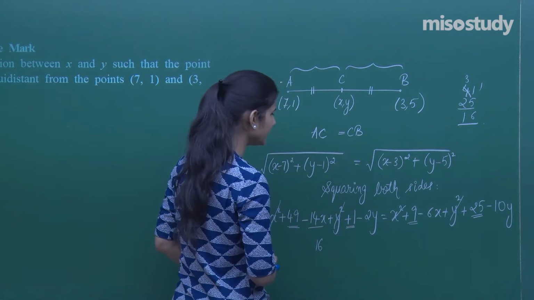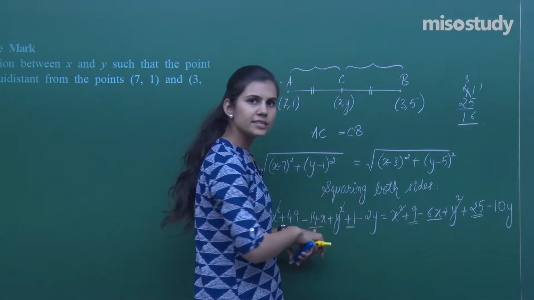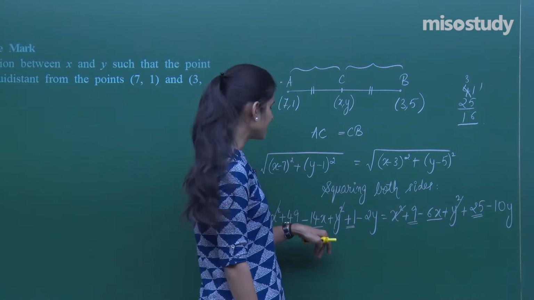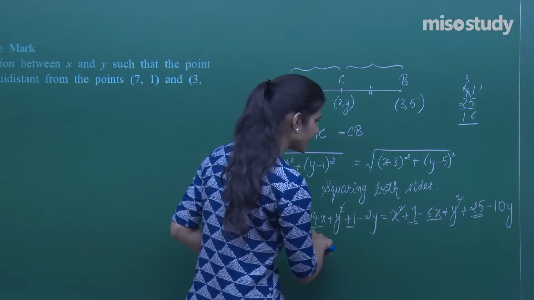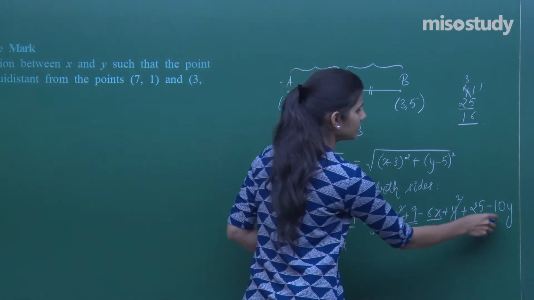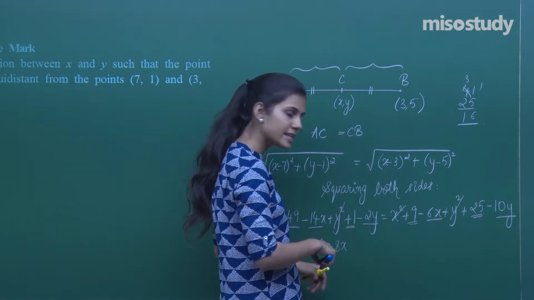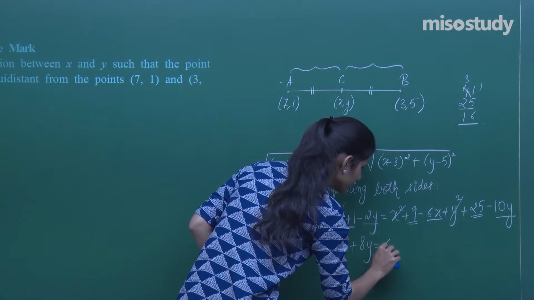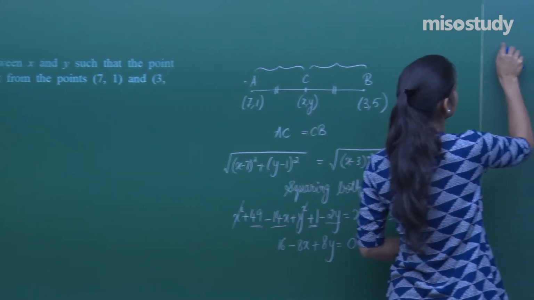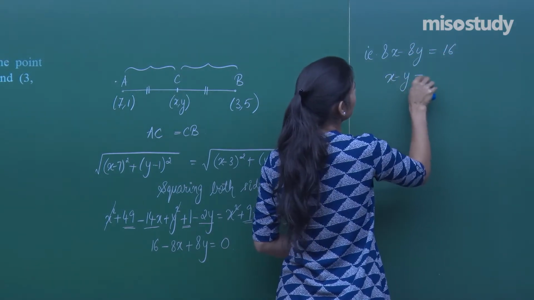Then you have minus 14x plus 6x, right? This is minus 14x, and 6x is going to come over here. Everything we are going to bring on the left hand side. Minus 14 plus 6, that is minus 8, so you get minus 8x. Then you have minus 2y, and minus 10y is going to come over here and become plus 10y. So you will have minus 2y plus 10y, that is 8y, plus 8y equals 0. So you have 8x minus 8y equals 16, or I can say x minus y equals 2.